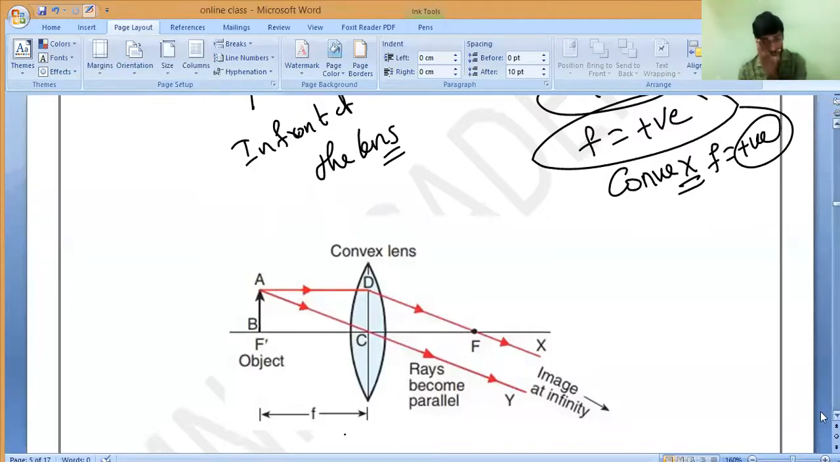Now, the object is placed exactly at where? Here also the same two special rays, you take it. Understanding? So, the object is placed exactly at F dash. Now, one special ray is AD, which is parallel to the principal axis, will go through the focus. The next special ray, which is going to the optical center, will go straight.